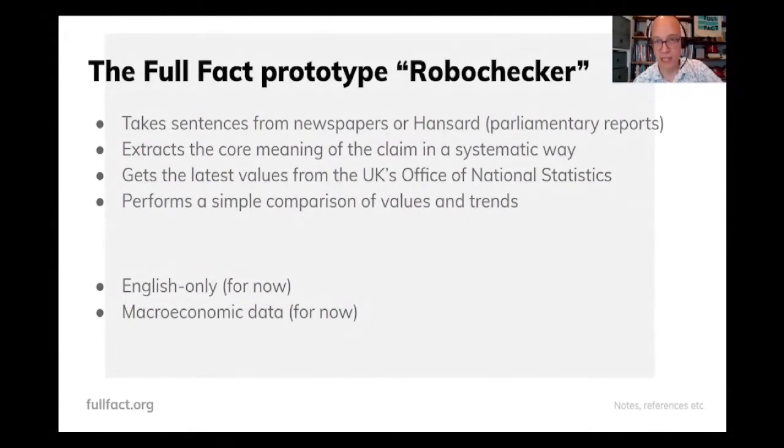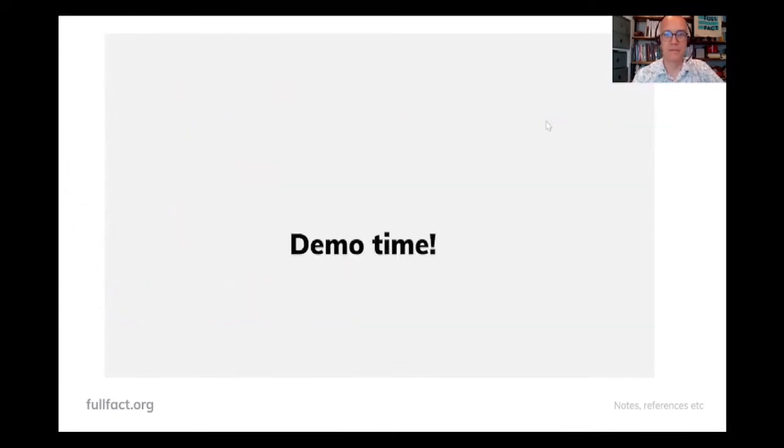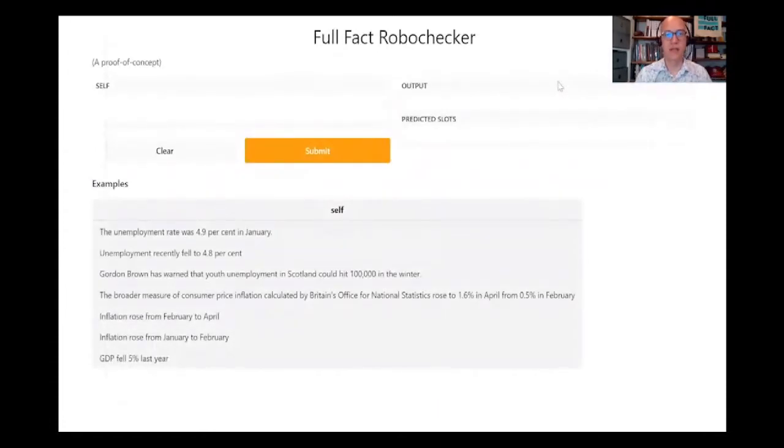Currently, the model only works in English, and it's limited to certain macroeconomic topics, such as unemployment and inflation, though we do hope to expand those in the near future. So this is our current demonstration version. This is a temporary interface to the RoboChecker for purposes of demonstration.